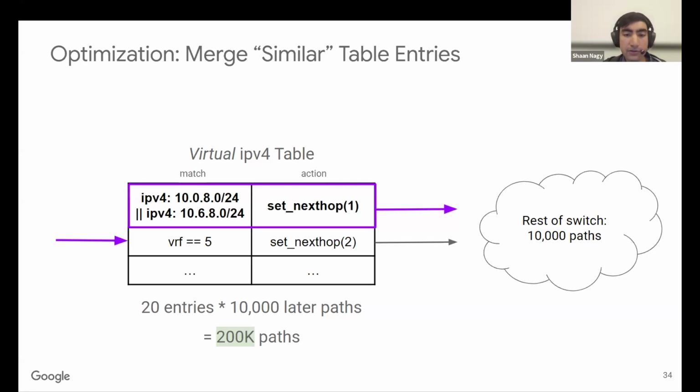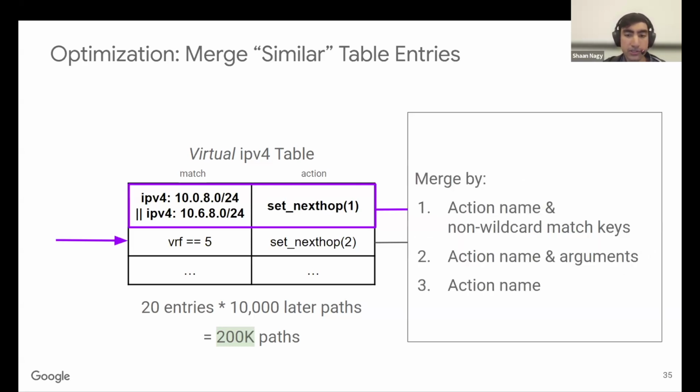So we have a few different criteria for when we want to merge table entries. They're listed over here on the right. One thing we tried is to merge when the action name is the same, so set next hop, and the non-wildcard match keys, so here IPv4, are the same. Another thing we tried is to merge when the action name and arguments are identical. So here, set next hop 1. And then the third thing that we tried is to merge whenever the action names agree. So in this case, set next hop matches set next hop here, and so we would merge these entries as well.